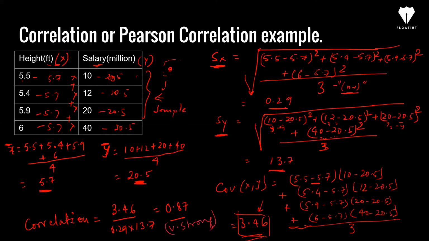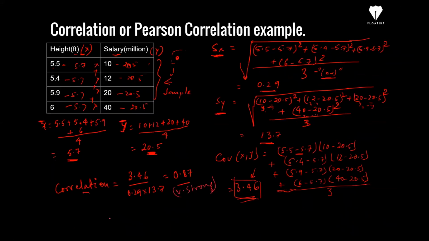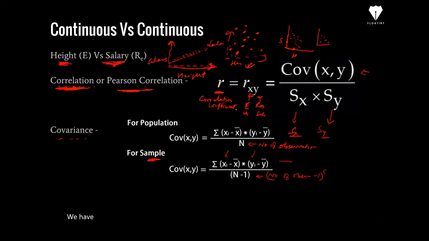And then for correlation, if you remember, how do we calculate it? Covariance of x and y, divided by the standard deviation of x times the standard deviation of y.